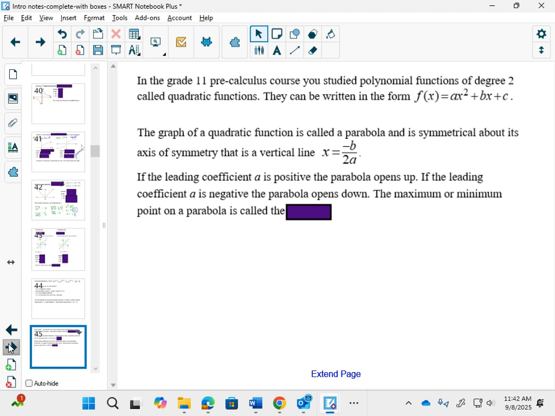Right? We learned that if the leading coefficient was positive, it opened up. If it was negative, it opened down. And there's that new word for everybody coming from French. The max or min point on the parabola is called the vertex.